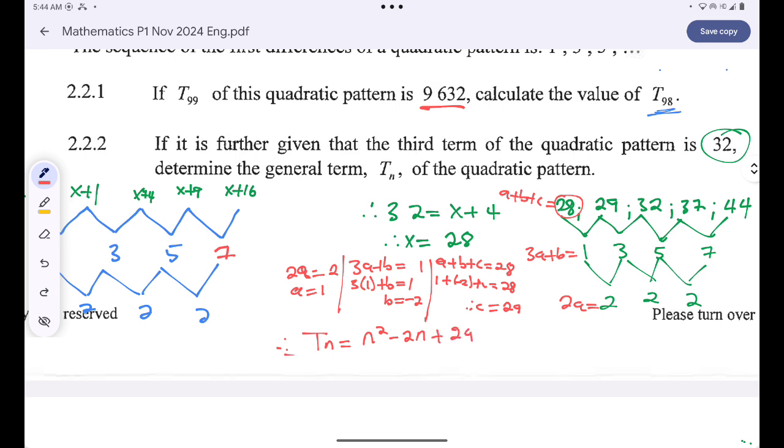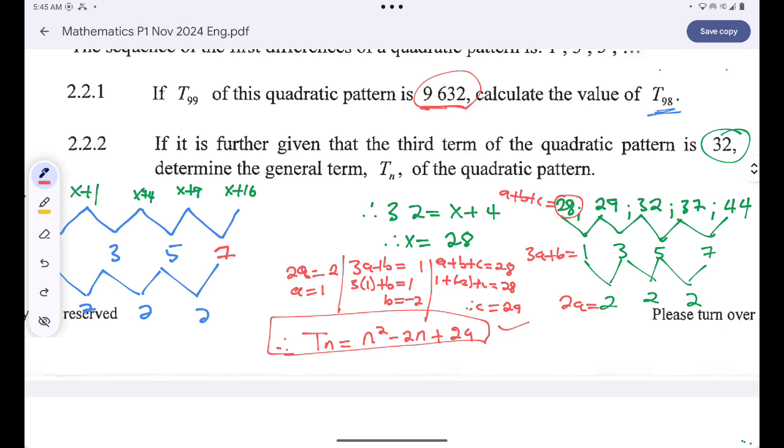So this general term over here will simply give me the terms in my sequence. Let me confirm whether it's correct or not. Let me just find the third term. So I'll have 3 squared minus 2 times 3 plus 29. The answer is 32. Okay, let's go and find the 99th term. 99 squared minus 2 times 99 plus 29. You still get this term over here. So this is valid, guys.